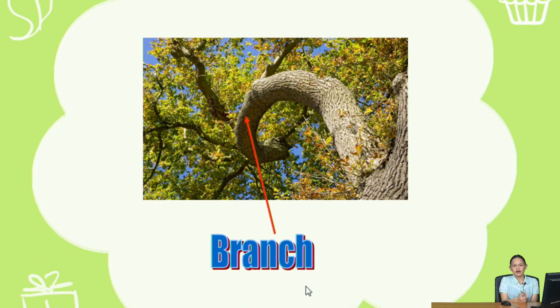Next, what supports the leaves and fruits is called a branch. You can see the branches on the upper side of the tree, higher, not on the lower. Branches or branch, it looks like this one. This is a branch. We have many branches in one tree.